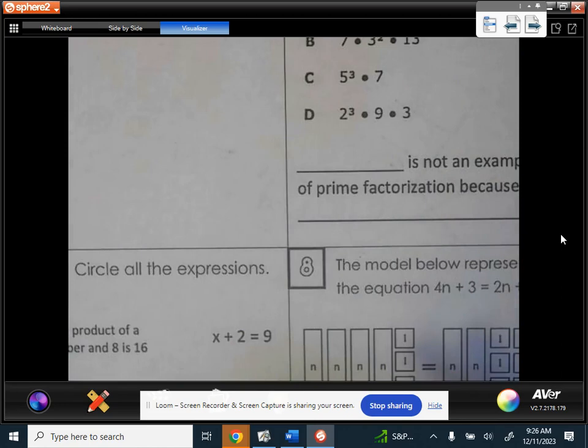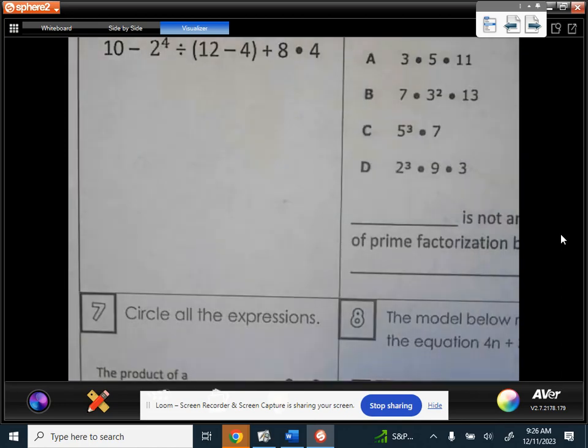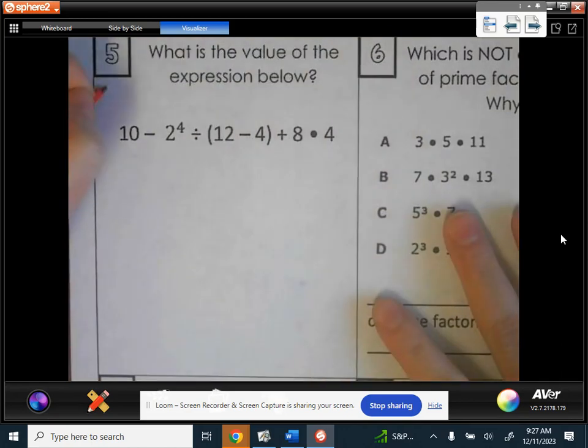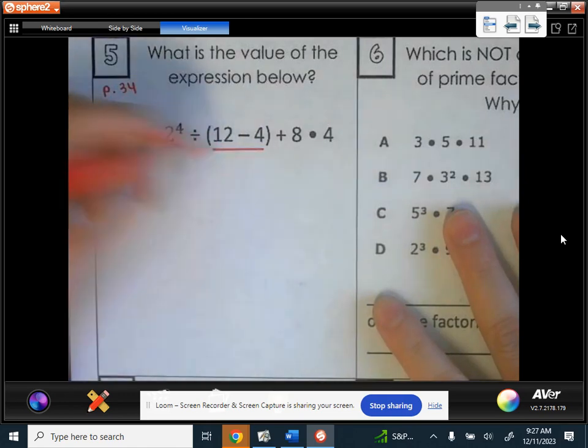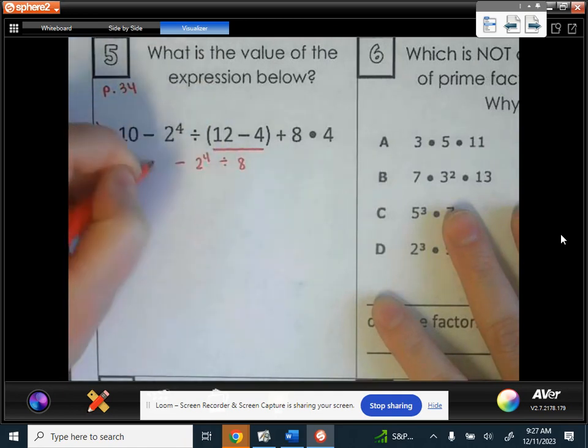Okay, next question, number 5. It says, what is the value of the expression below? This is another GEMDAS problem. So this can be found on page 34. Again, we want to write out our GEMDAS steps. Okay, so we do have grouping symbols this time. 12 minus 4 is 8. Everything else is going to come down exactly the same as it was.